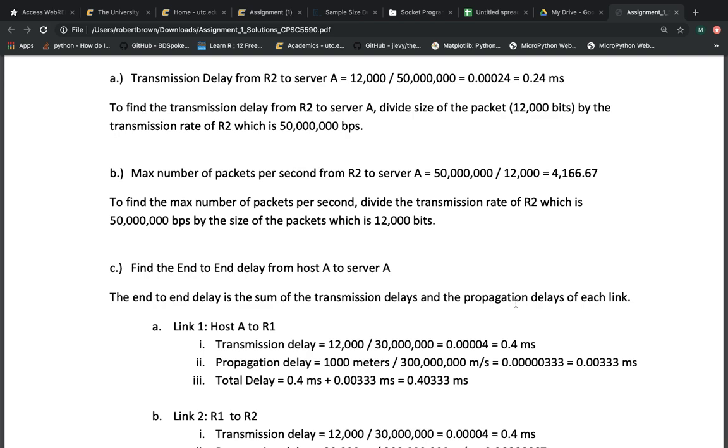B. Find the maximum number of packets per second that can be transmitted by the link from R2 to server A. To find the max number of packets per second, take the transfer rate, which is again 50 million bits per second, divided by the length of the packets, which is 12,000 bits. That gives you 4,166.67 packets per second.